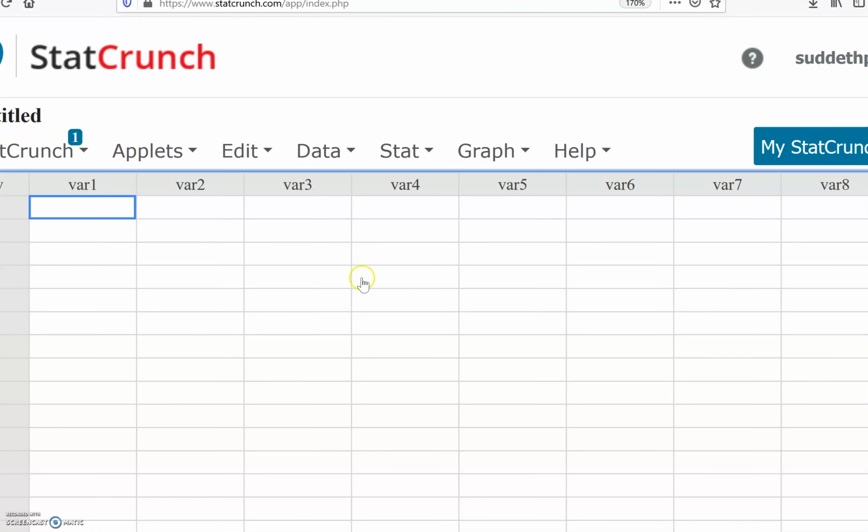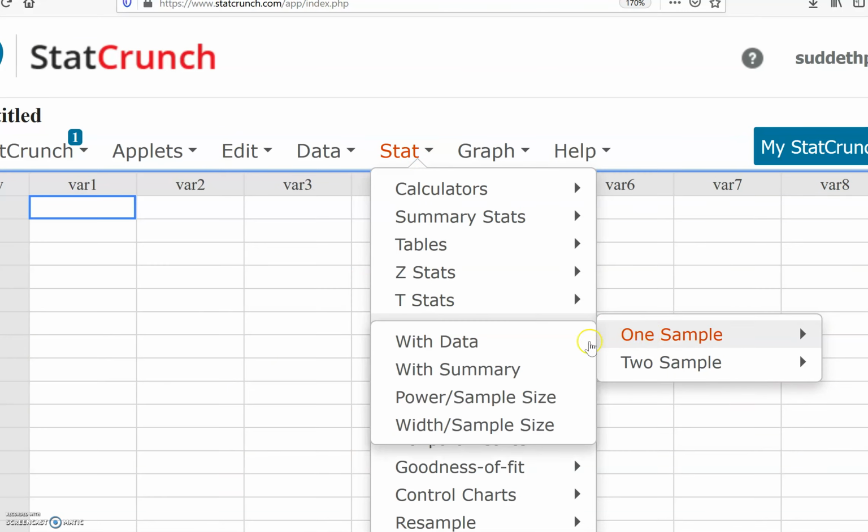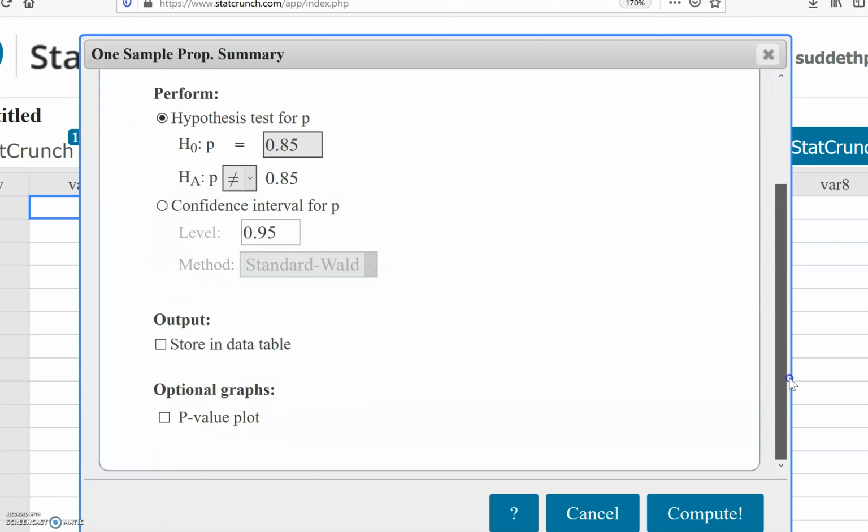Again, what we can do is use StatCrunch to calculate the test statistic and also our p-value. Using StatCrunch, I'm going to go to Stat, Proportion Stats, One Sample with Summary. Our number of successes is given to us, it's 225. Our number of observations is 250. For our hypothesis test for P, H sub 0, P equals, we're going to change 0.5 to 0.85. Our H sub A, we're going to leave as the not equal sign. I'm going to go down under optional graphs, check the p-value plot box, and hit compute.